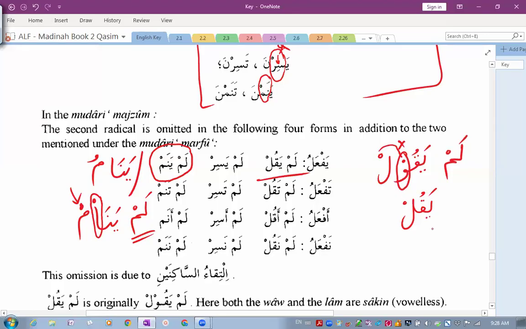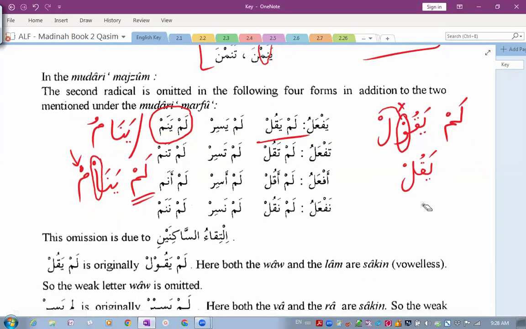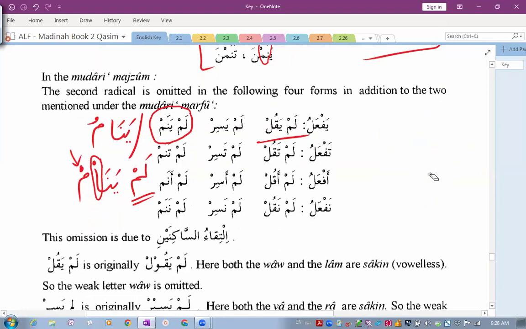For example, we have kana yakunu, right? Yakunu, like this. We bring lam before it. Now yakunu becomes yakun, right? It has a sakoon because of lam. Now waw has a sakoon, noon has a sakoon, so the waw with the sakoon has to go away. So it becomes lam yakun.